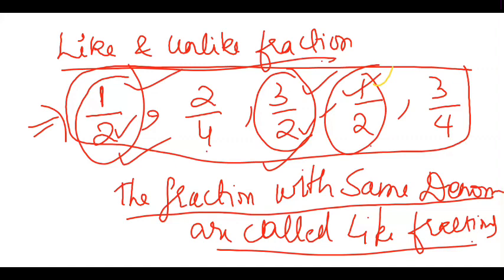And what about 2 by 4 and 3 by 5? Are these like fractions? No, because there is a 5 here and there's 4 here, so it is an unlike fraction. Okay, this is what is like fraction and unlike fraction. This concept is very important while adding fractions, subtracting fractions, and multiplying fractions. So what are like fractions?